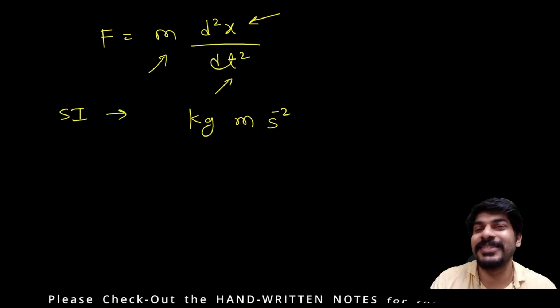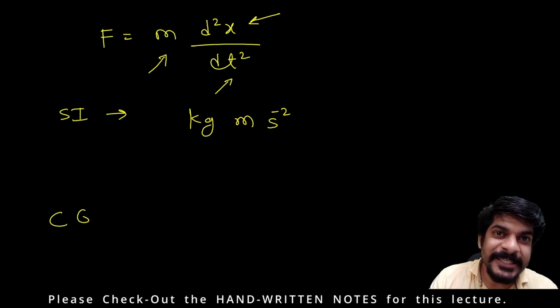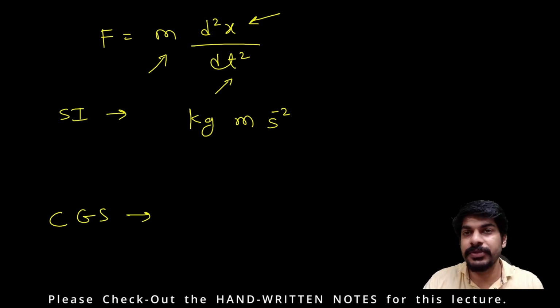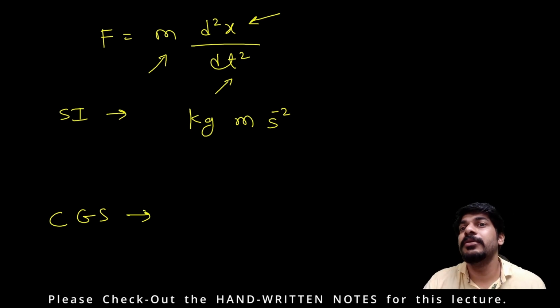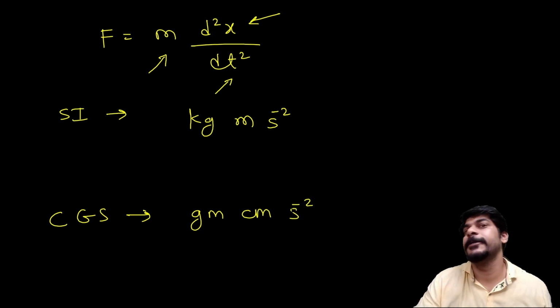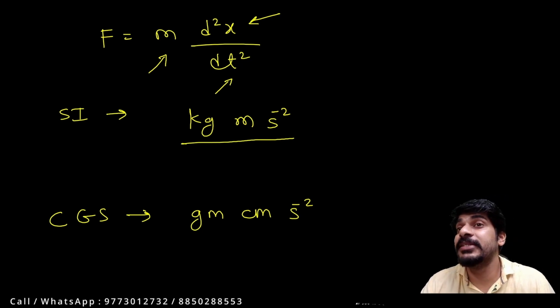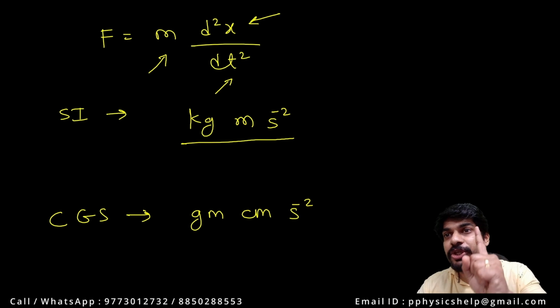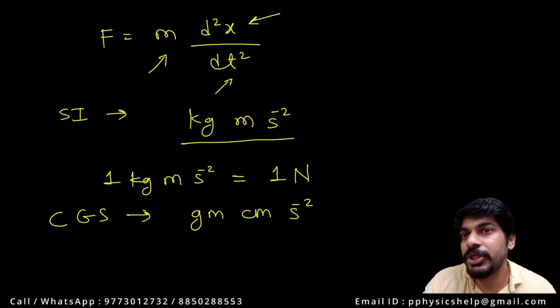So this is the SI unit system, right? Now in Cgs unit system, Cgs is what? Centimeter, gram, second. In Cgs, the unit will be gram centimeter second inverse squared, simply. So this unit, kg meter per second squared, is actually written as Newton. That means 1 kg meter second inverse squared is represented as 1 Newton.